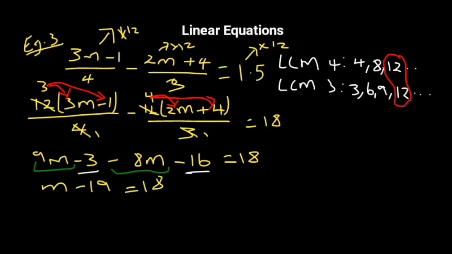We now need to make our m the subject of the formula. So we're going to move our 19. Since it's subtracting, it's going to be adding. So we have m is equal to 18 plus 19. And simplifying that, we'll have m is equal to 37.